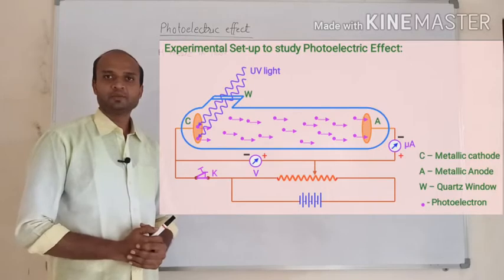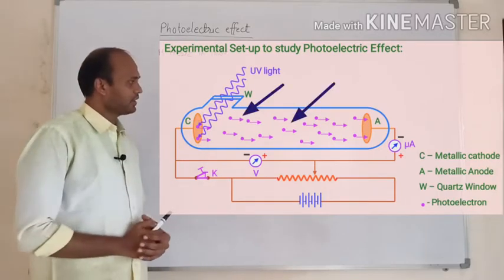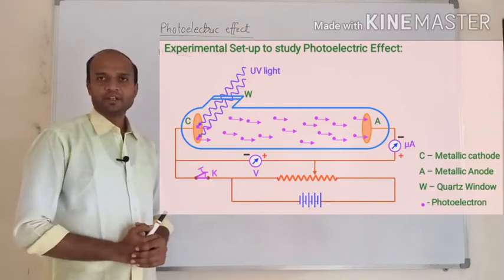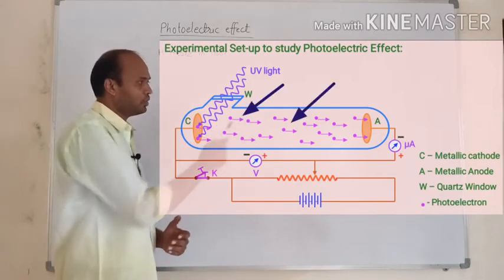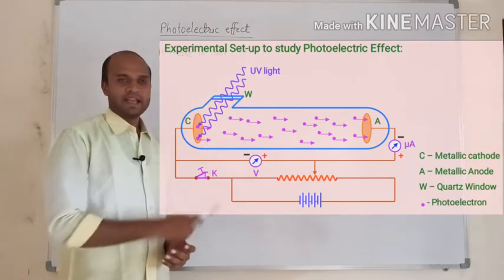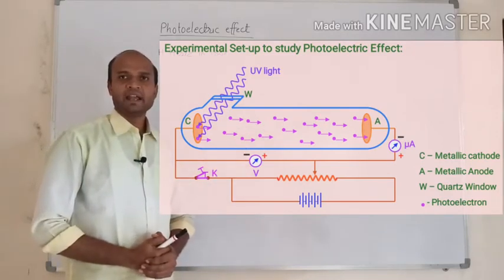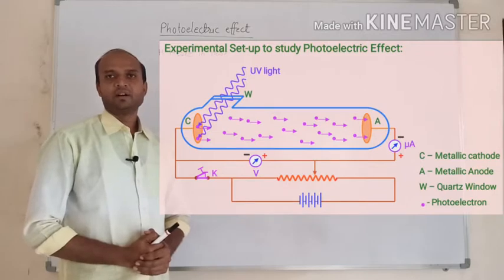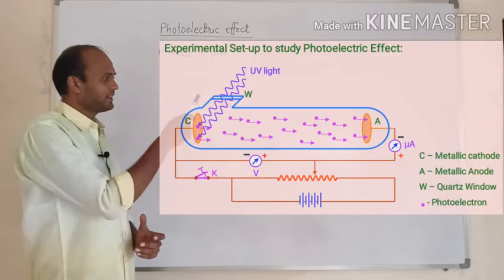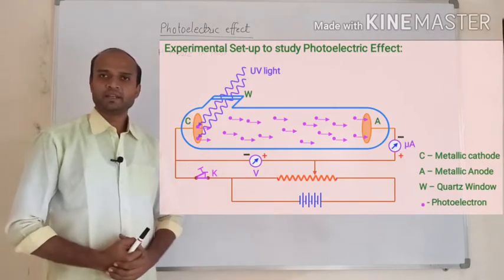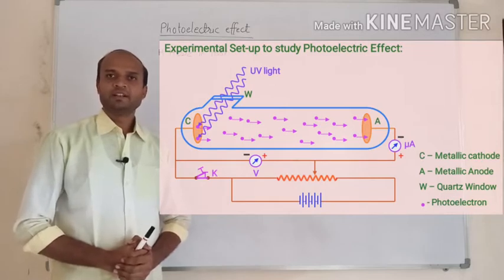If the frequency of the incident radiation is suitable, then as soon as that light is incident on a metal, emission of electrons will take place, and these emitted electrons will move towards the anode. As soon as they reach the anode, the circuit will be completed, and here we get a photocurrent.